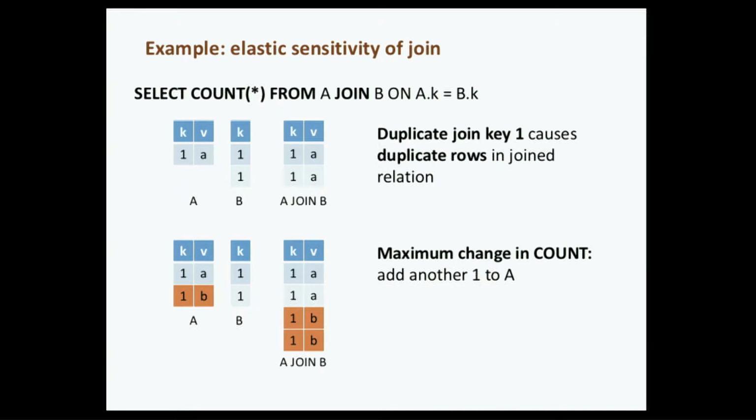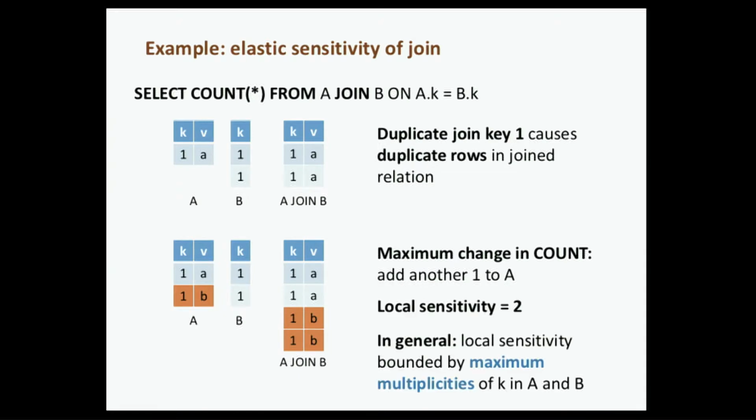And the answer is I can add something to A. And for every row I add to A, I'm going to get two copies of it because of the two ones in B. So as long as the key here is a 1, I get as many copies as there are in B. And so the local sensitivity here is 2. But the general insight here is that, in general, the local sensitivity is bounded by how many copies of this 1 there are, right?